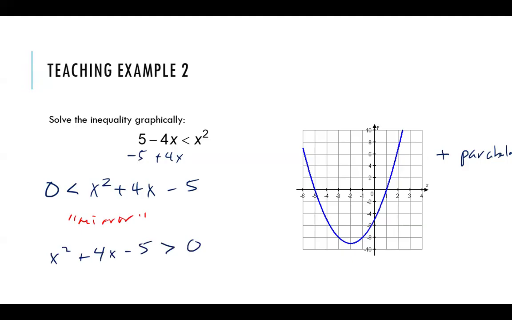So notice that the mouth, quote unquote, of my inequality is still facing my expression, my function. All right. So now is my 0 on the right? Yes. So when I read this, I can still read it as x squared plus 4x minus 5 is greater than 0. I'm looking for when is my function above the x-axis. Okay. So we're above the x-axis.